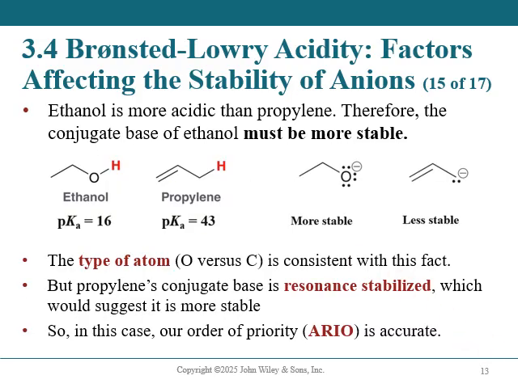Let's look at an example here. Ethanol is more acidic than propylene. Therefore, the conjugate base of ethanol must be more stable. Type of atom is consistent with this fact, oxygen versus carbon. But if you look at propylene, the conjugate base, it is actually resonance stabilized, which will give you a little bit of pause. Unless we know that the ARIO factors are followed in order of priority. So A goes before R, therefore this is actually accurate.